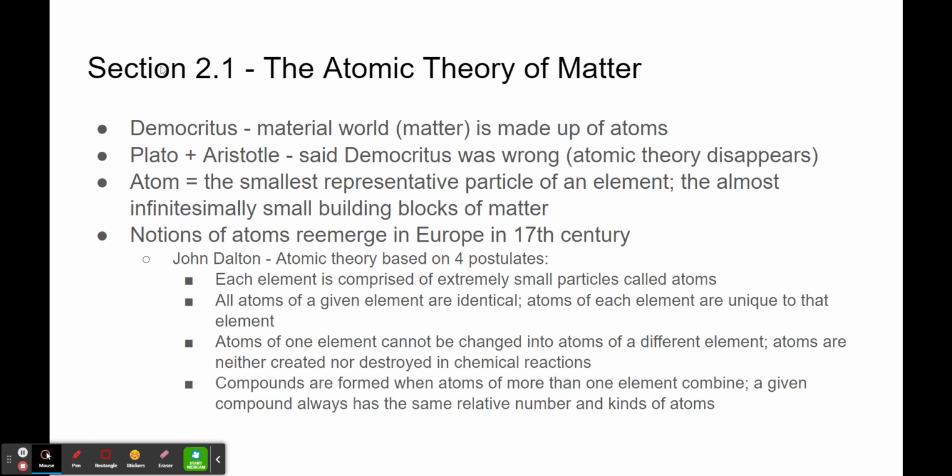All right, so Section 2.1 is about the atomic theory of matter. Democritus said that the material world, or matter, is made up of atoms, but then later on, Plato and Aristotle were like, Democritus was wrong. So the atomic theory kind of disappeared for a little bit.